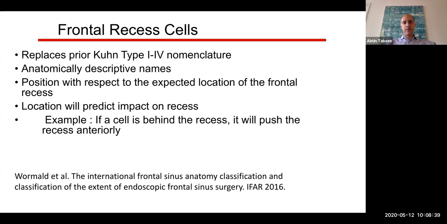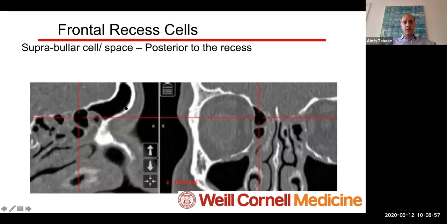the frontal recess anatomy. So in place of the type 1 to 4 Kuhn nomenclature, we've moved now towards a descriptive name. So kind of calling out these cells for what they are, in their position, in their anatomic relationships. And we're going to go through these in detail.